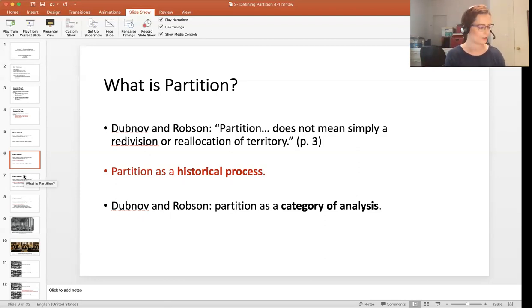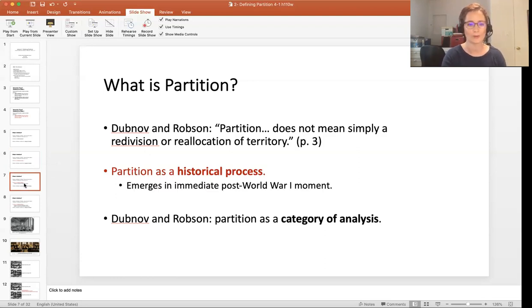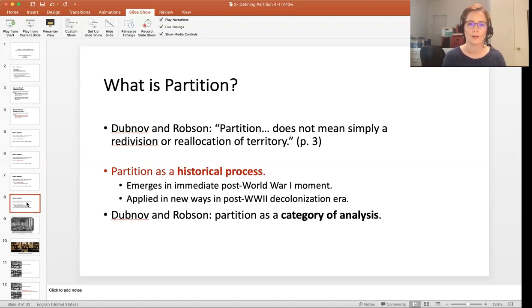Are they connected? For this course, for our purposes, in History 110W, we will be dealing with partition as a process in a couple of very specific ways. First, we're going to periodize it into two broad periods listed here under partition as a historical process. First, partition is a process that emerges very clearly in the early 20th century, and more specifically as a consequence of the post-war settlement that followed after World War I.